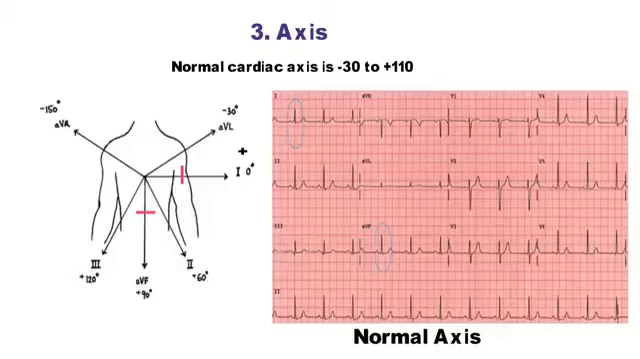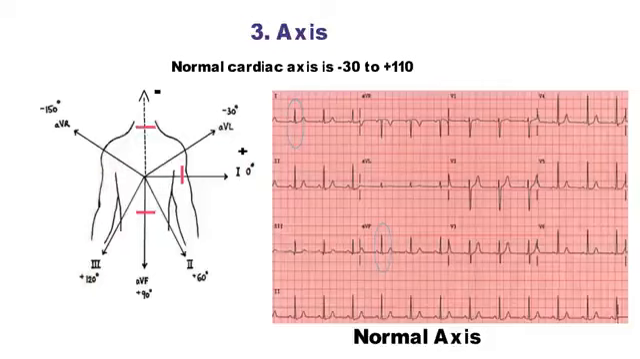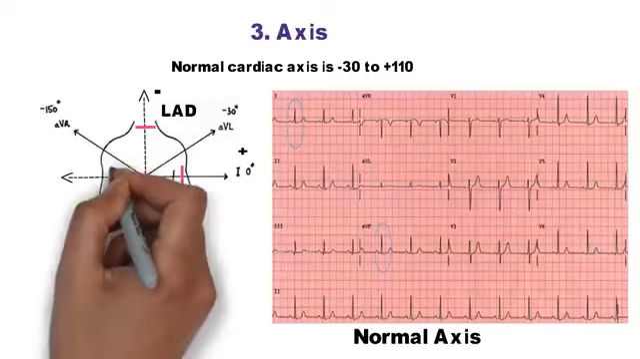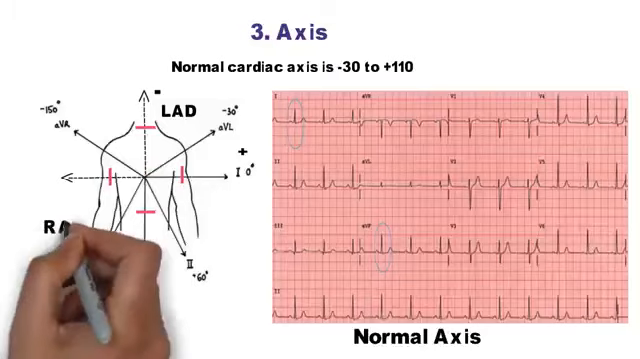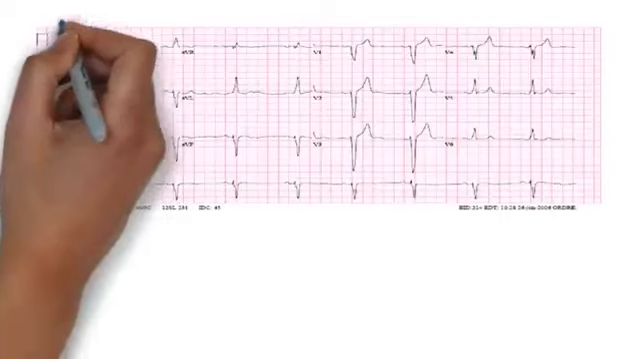And if net QRS is positive in lead 1 and negative in aVF, the net vector will be in the left axis deviation range. Lead 2 will also be negative in left axis deviation. And if net QRS is negative in lead 1 and positive in aVF, the net vector will be in the right axis deviation range.